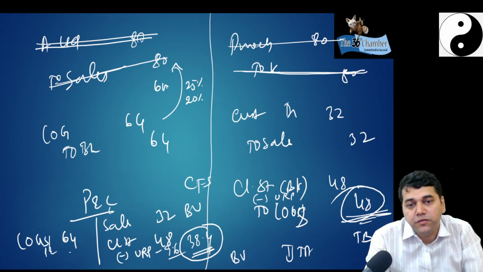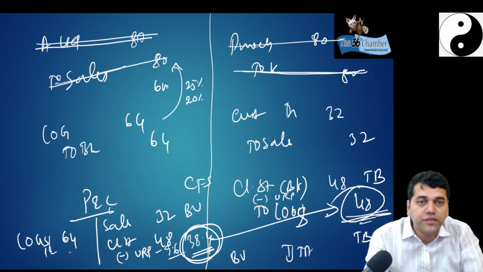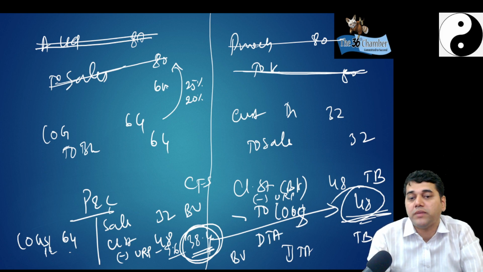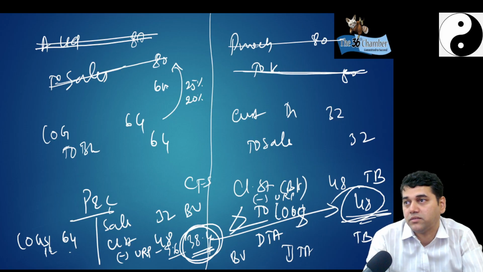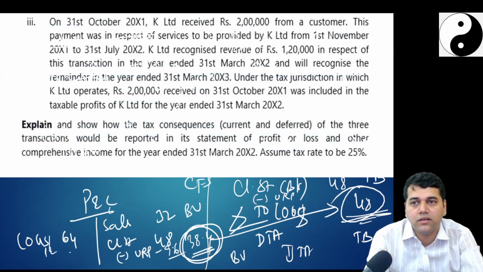So this is my tax base, and this is my book value. On the difference between these two, I am going to get a deferred tax asset, because my carrying amount is lower than the tax base. That's it. Nice question, no?